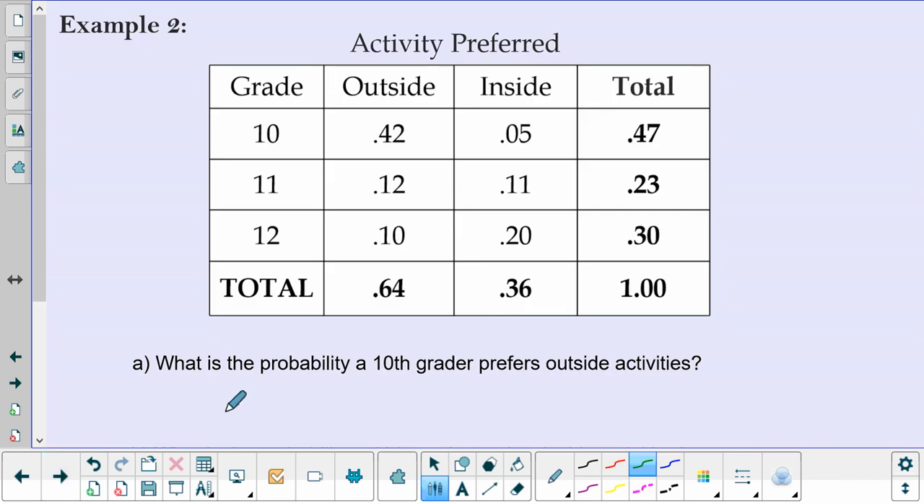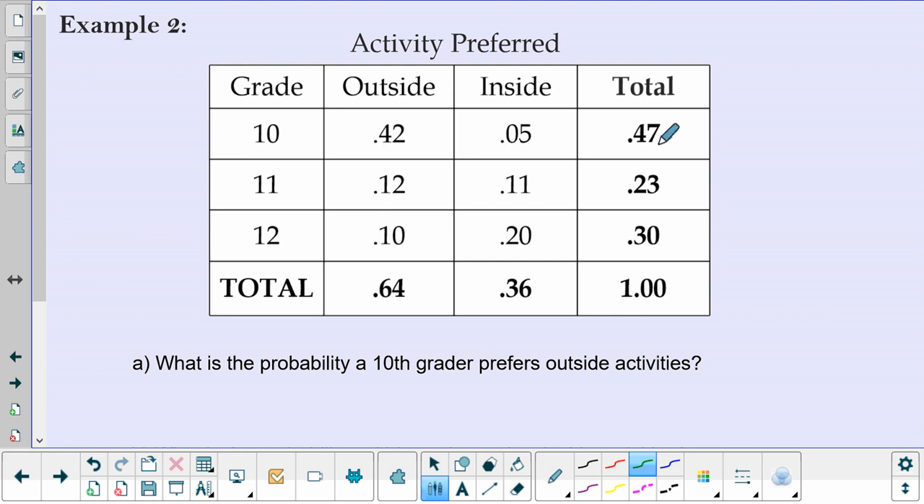Let's take a look at another table. So now we're looking at a table where we've got grades 10, 11, and 12. And we're wondering if they prefer outside activities or inside activities. The thing about this table that's a little bit different is that you've got the probability of each piece already calculated inside. So you're not doing the fraction anymore. You're not doing like 10th grade out of the total. You already see the decimal for each piece.